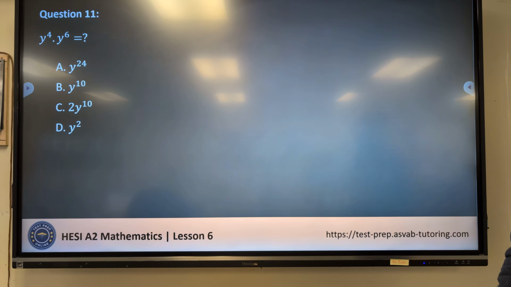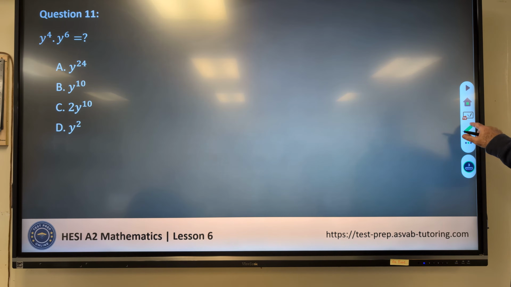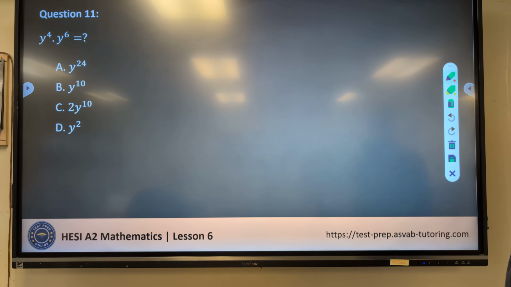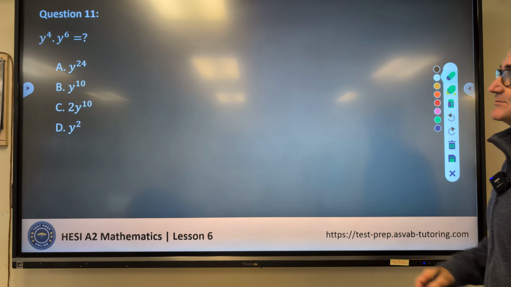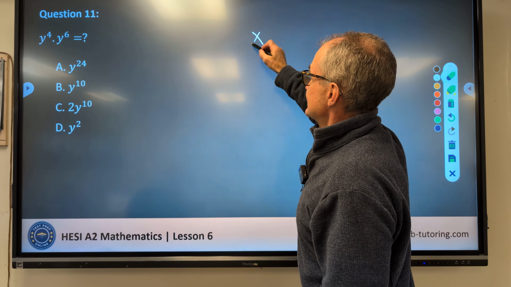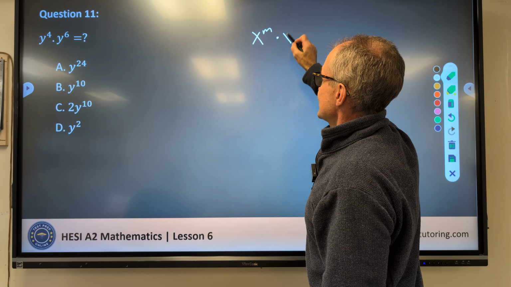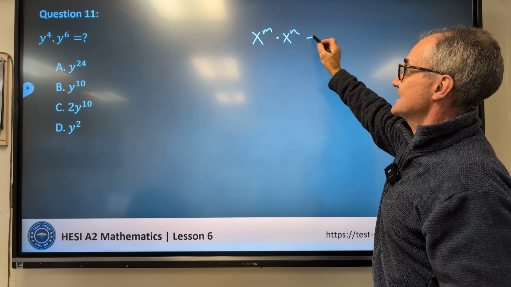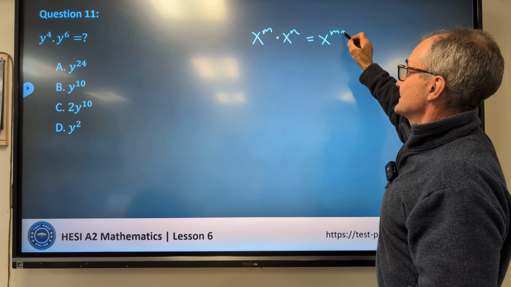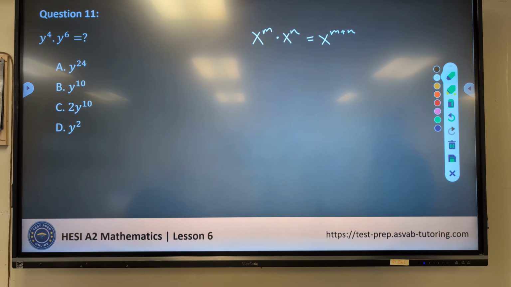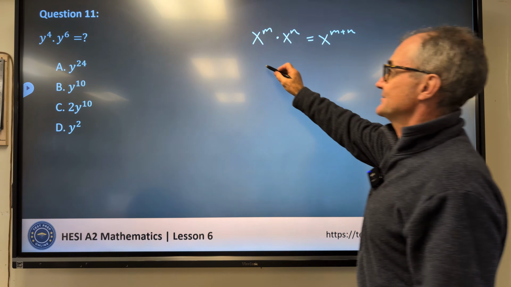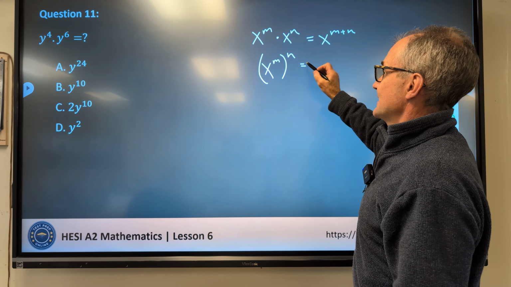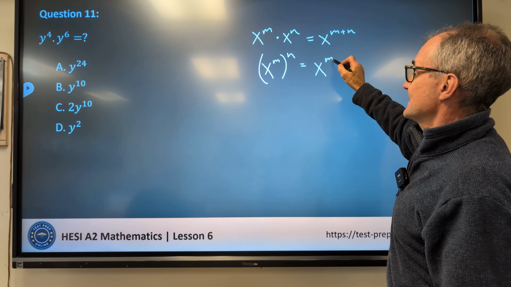y to the 4th times y to the 6th is equal to what? Here are the laws of exponents. You might want to take some notes on this if you can't quite remember all these rules of exponents. If I have x to the m times x to the n, the rule here is if the bases are the same, I add the exponents. So that's equal to x to the m plus n. If I have x to the m to the power of n, then I multiply them. That gives me x to the mn.